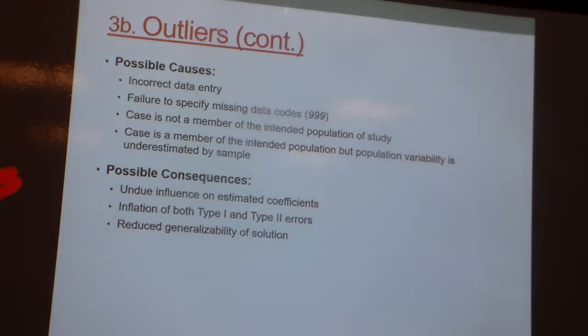If we keep that 40-year-old guy who's making $80,000 a year in our sample of freshman income, and we get a couple of those people in there, we're going to have a solution that doesn't actually generalize to the population of interest because we've got weird people in there that shouldn't be in there. Okay.